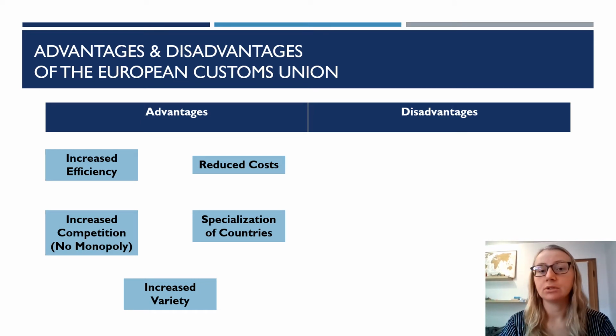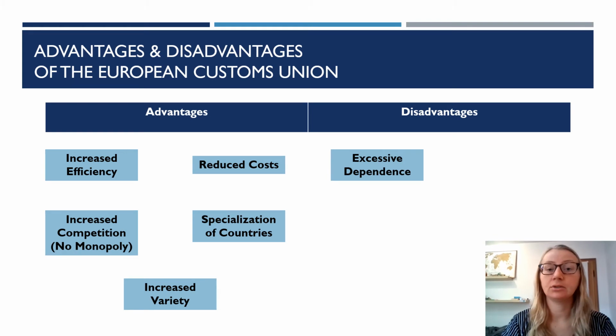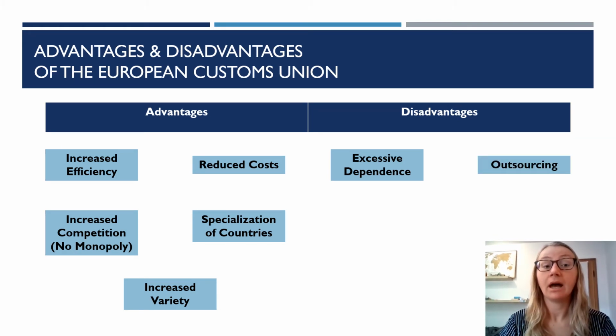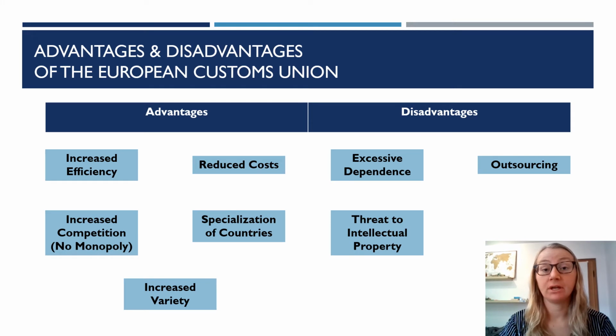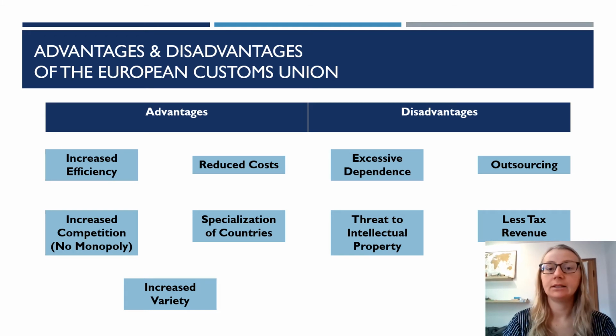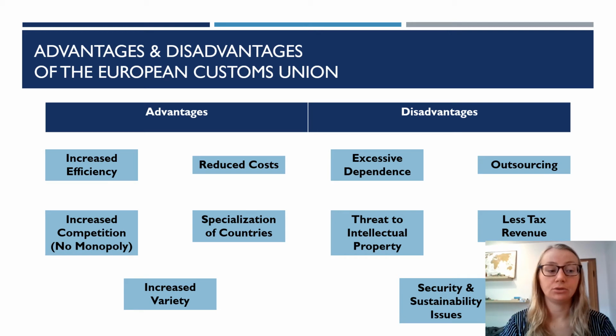But there are in most cases also downsides, so let's speak about the disadvantages of a customs union. One of them is that there might be excessive dependence, so that's a downside of the specialization. Also, there might be outsourcing, so lost jobs due to lower wages abroad. Next, we have a threat to intellectual property. Also, there are less tax revenues. And lastly, there might be security and sustainability issues.